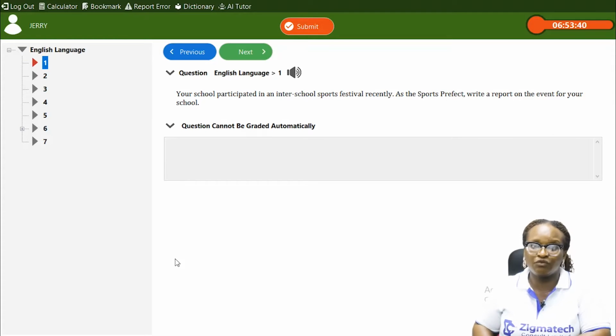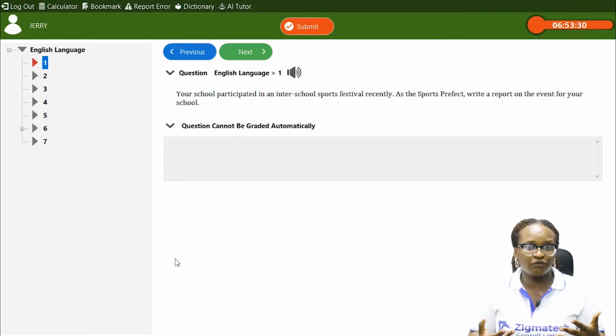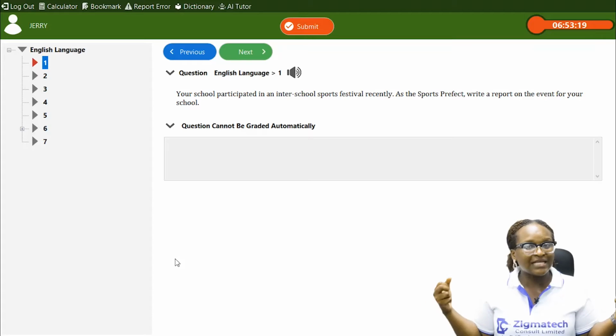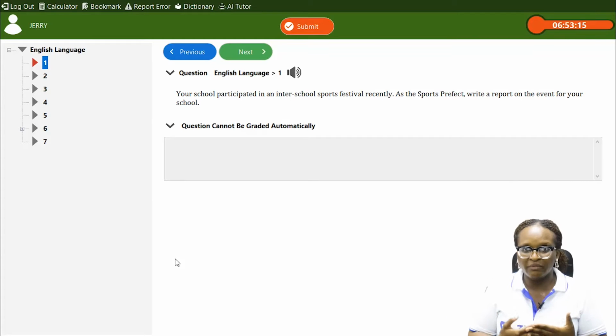Someone would ask, what are formal languages? Formal languages are languages that depict officiality. It shows that you're not being friendly or chatty in your choice of words. So if you are to use the word start in your report, you are not going to use start or begin, because it's an informal word. You would rather use commence.